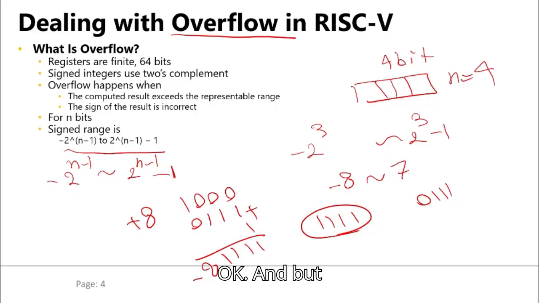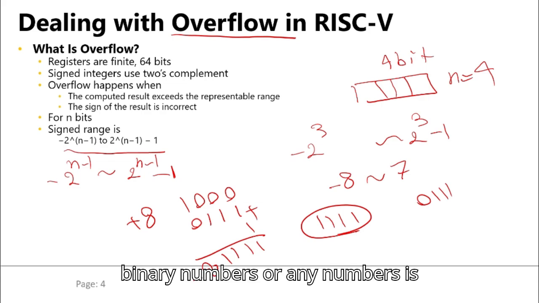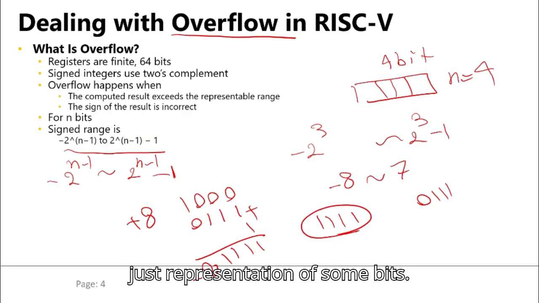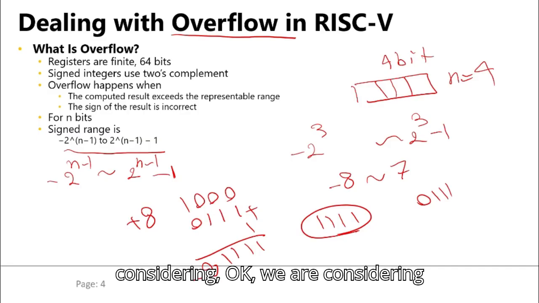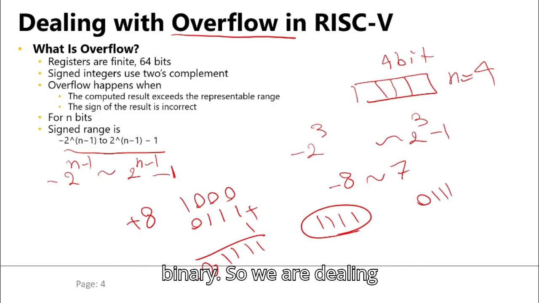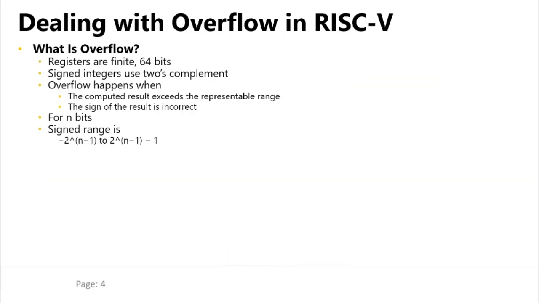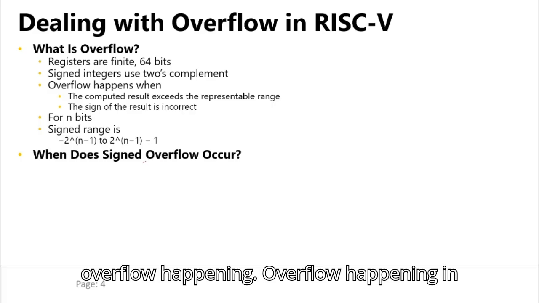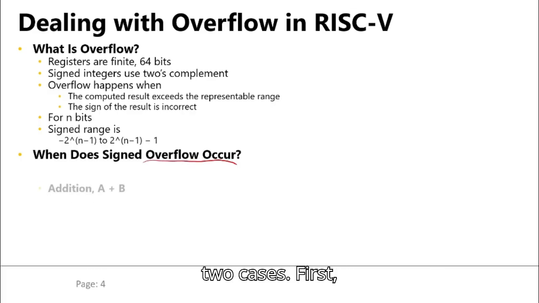Okay. But in this case, you have a limited size for binary numbers. First of all, binary numbers, or any numbers, are just a representation of some bits. It's like a convention. You are just saying, okay, we are considering binary, so we are dealing with this type of format for digital numbers. Okay, so let's see when overflow happens.